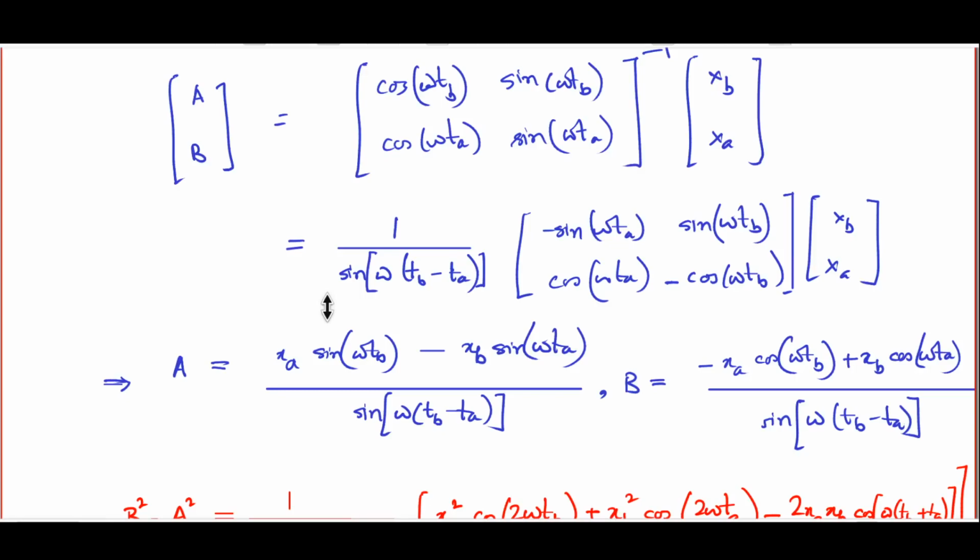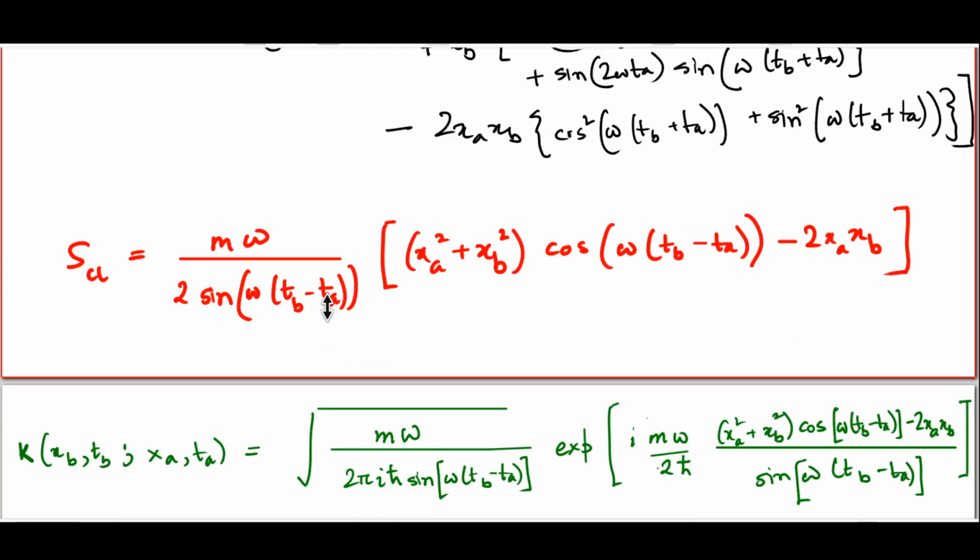In a later lecture, we will see exactly how this is handled. For the time being, let us confine ourselves to within one half period. That is, assume that the gap TB minus TA is not so large that omega TB minus TA reaches the value pi.